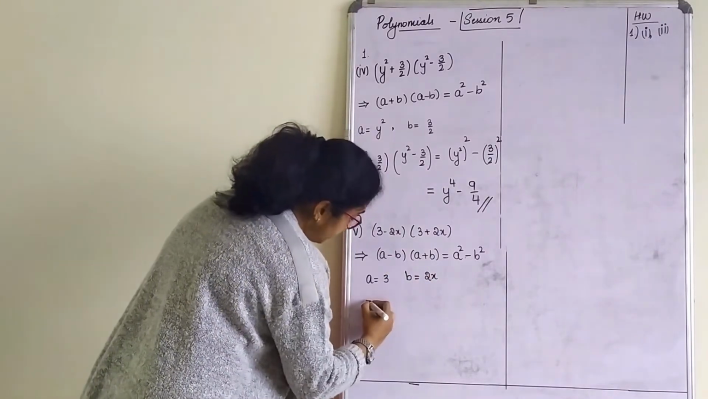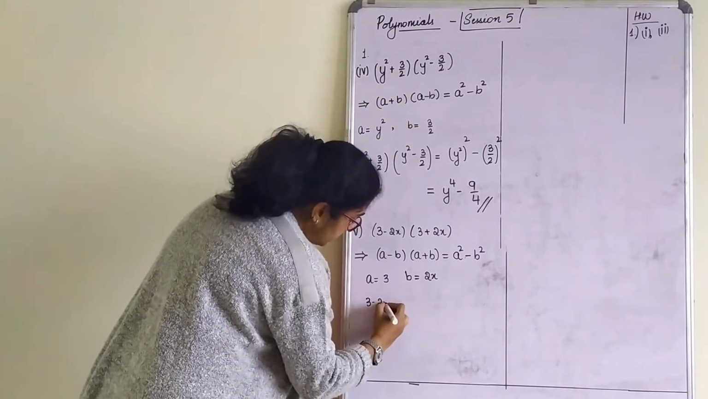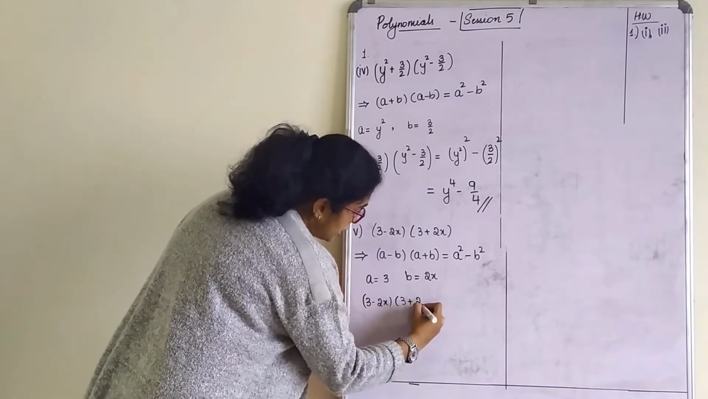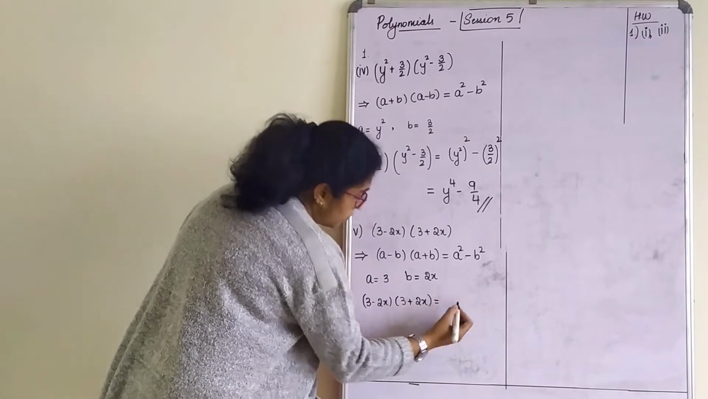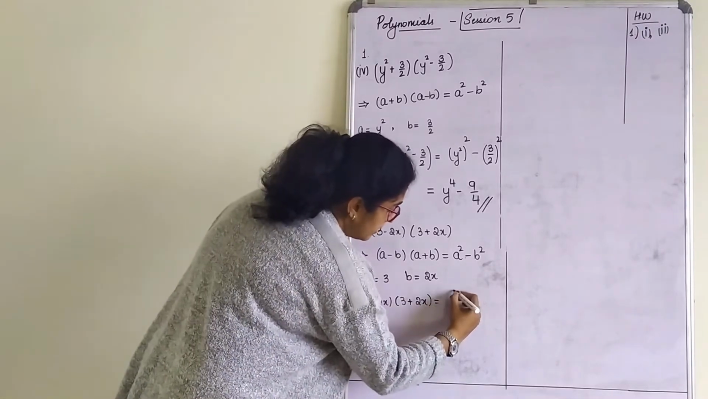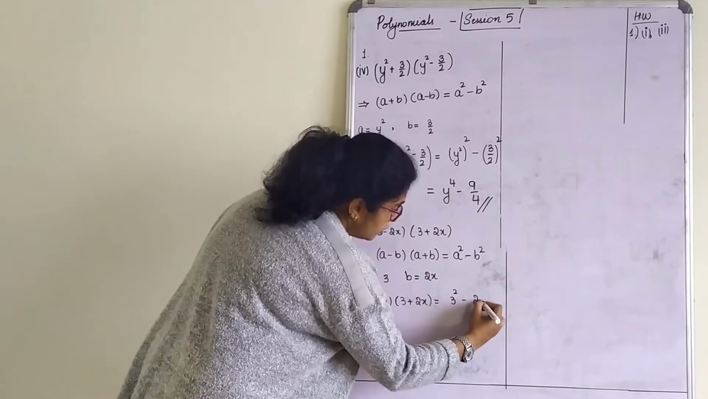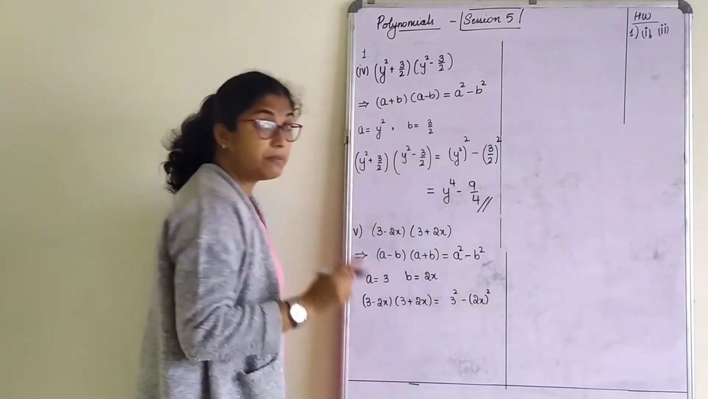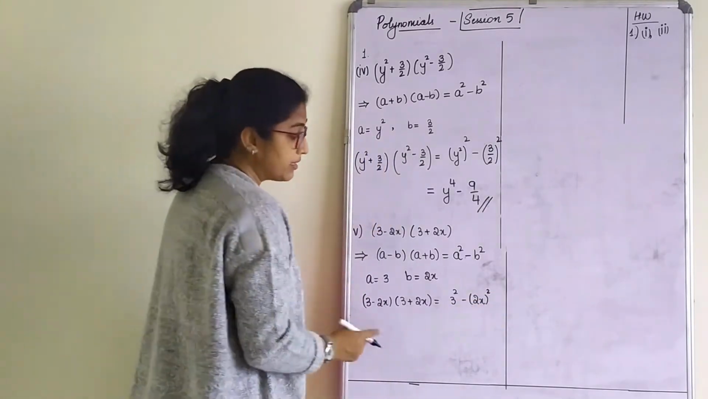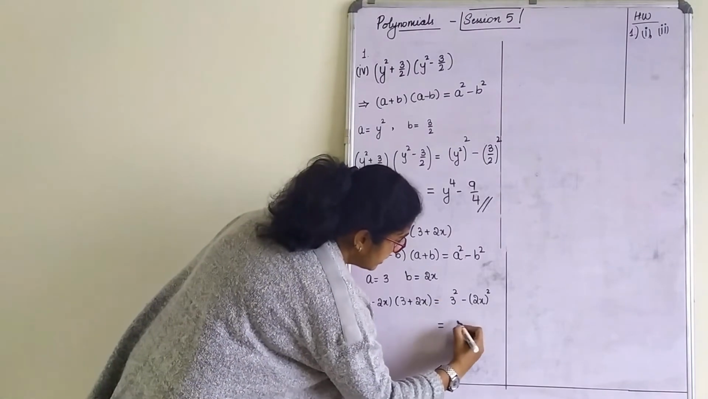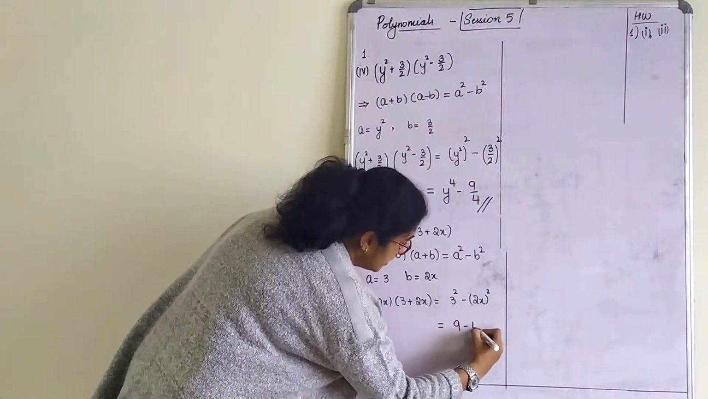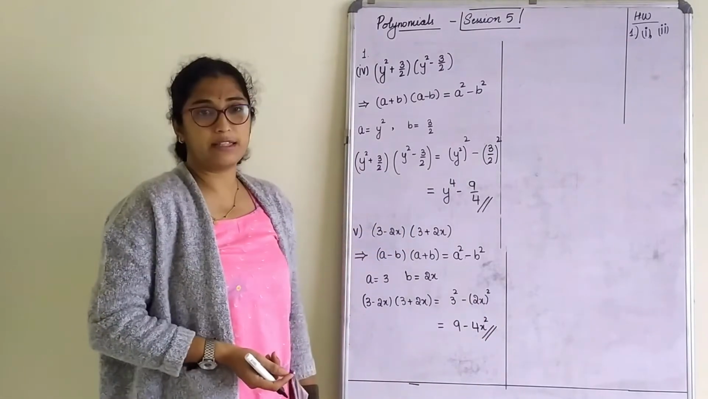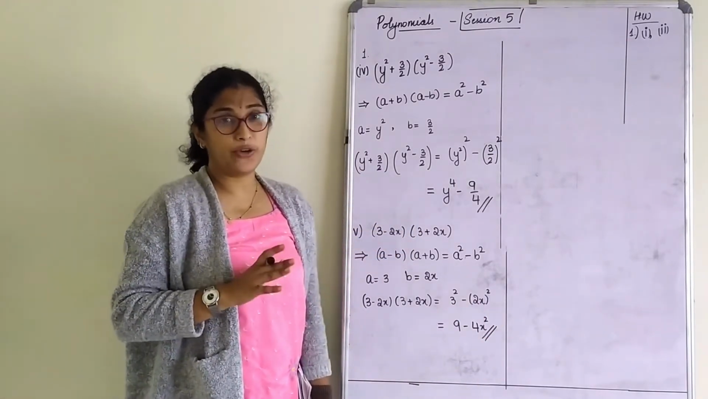So write the question once again: (3 - 2x)(3 + 2x) is equal to 3 square minus (2x) square. Whenever there is a term like 2x, please use brackets around 2 and x. Do not get confused. So the answer is 9 minus 4x square. These are all 1 mark questions.